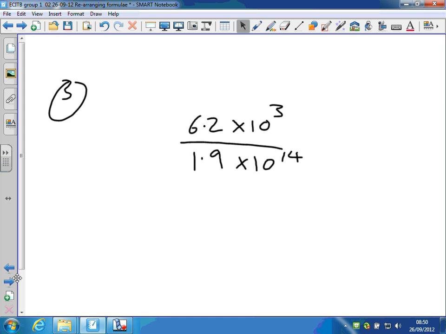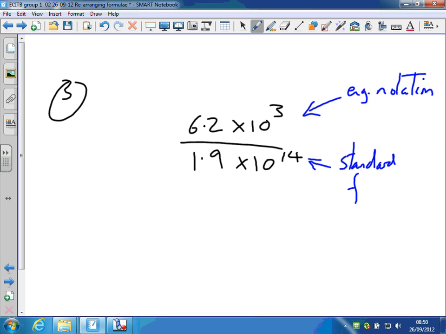So, number 3: 6.2 times 10 to the 3 over 1.9 times 10 to the 14. I want to spend a bit of time on this today. So, this number is in engineering notation. This number is in standard form.